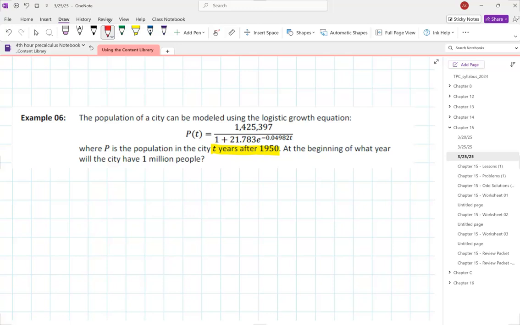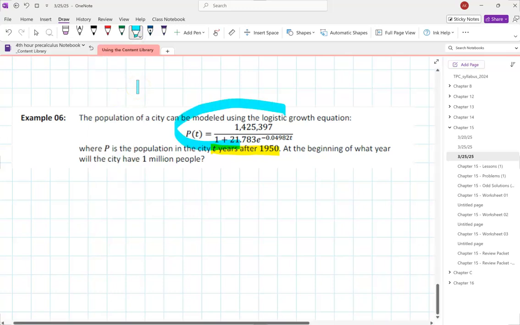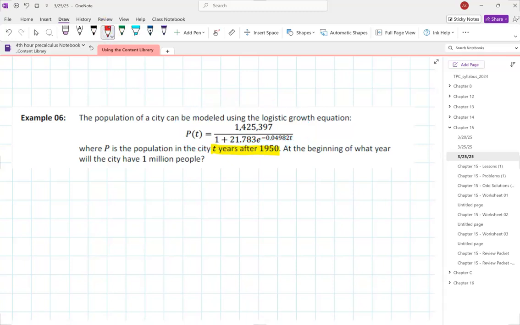So this sounds a lot like that first problem, right? But this is only one step. Why is it going to only be one step? Because they gave me the model already. I don't have to write my own model. It's given to me in the problem. Sweet. Mr. Kulik, will I ever have to write a logistic growth equation? Nope. You will not.